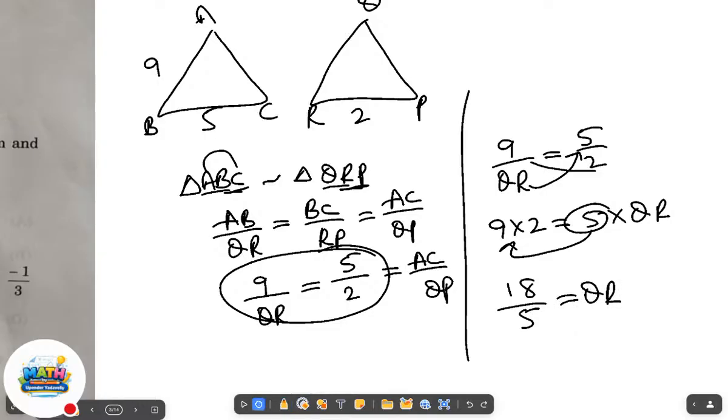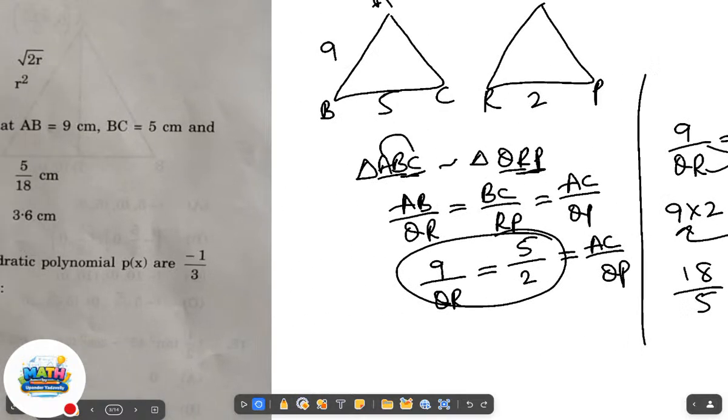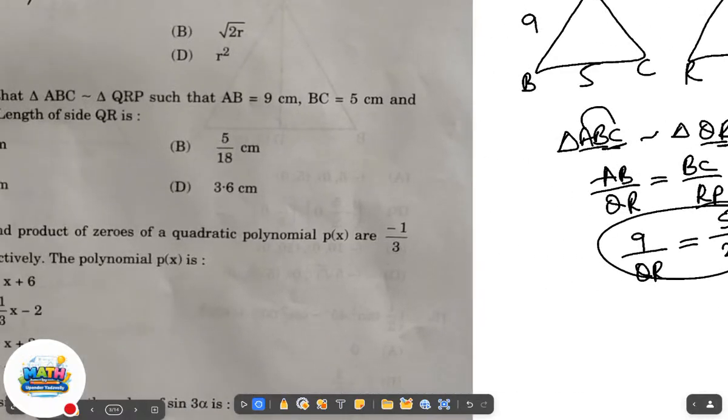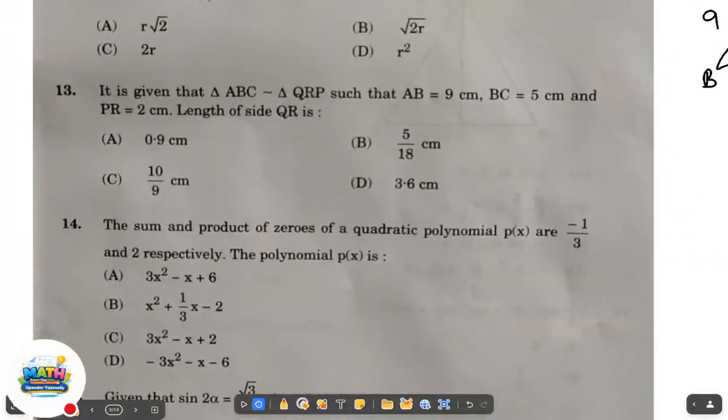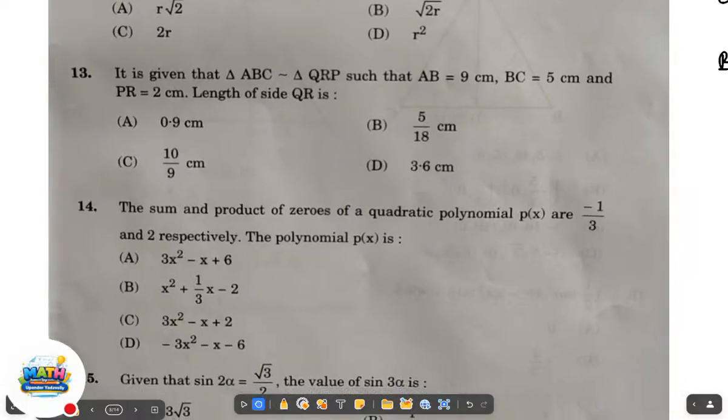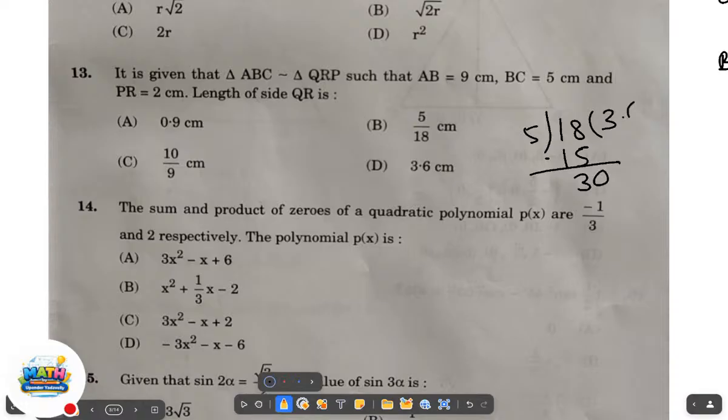So do we have this option? 18 by 5, or in fractional form, in rational form, 18 by 5. What do we get if you divide 18 with 5? 5 3 is a 15. Remainder 3. Put point. 5 6 is a 30. So 3.6. Option D is the right answer.